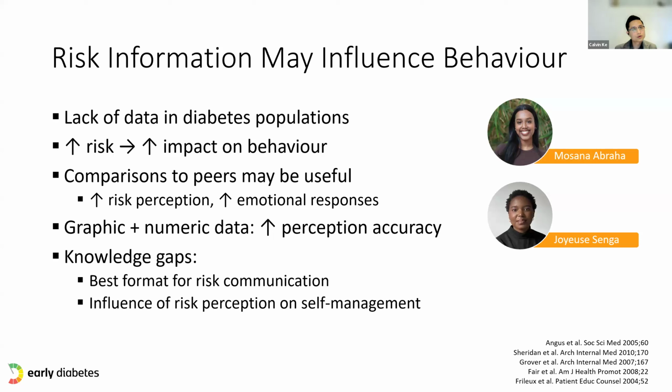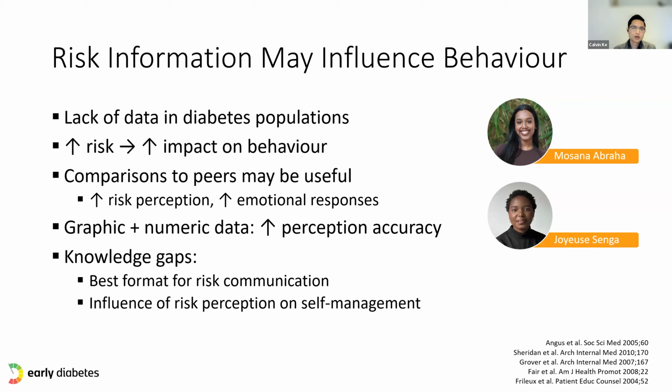So if you say, this is your risk and this is somebody's risk who doesn't have diabetes, that might increase the perception of that risk, and it might lead to some emotional responses among those patients. If you show people numbers paired with graphics, that might increase the accuracy of that perception. But we still don't know what the best format is. How should we best communicate that risk?